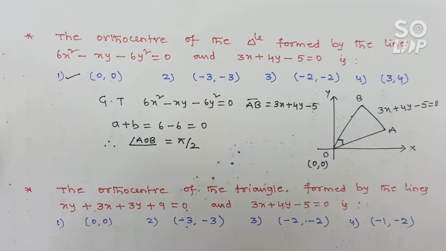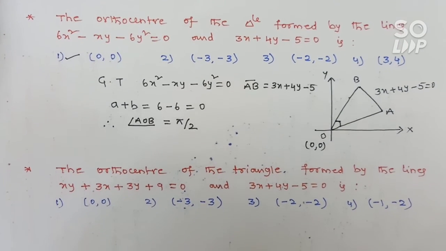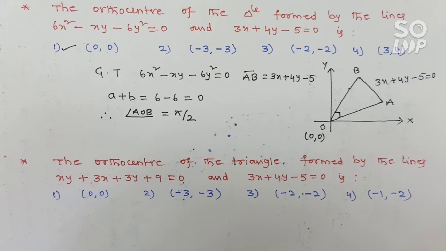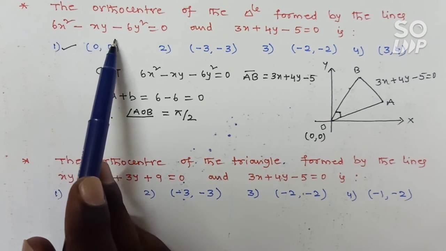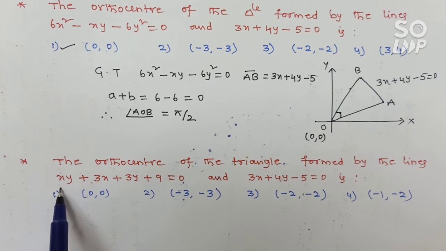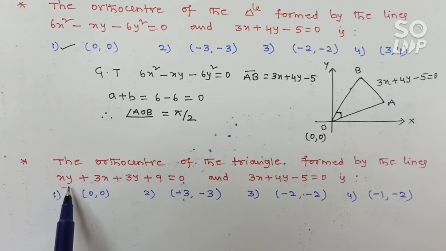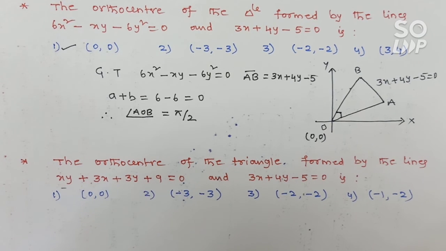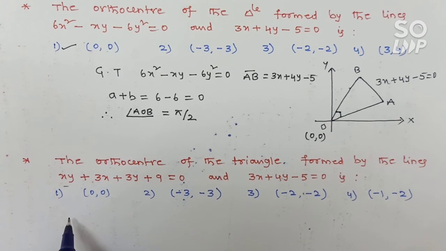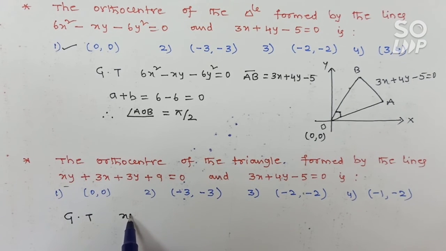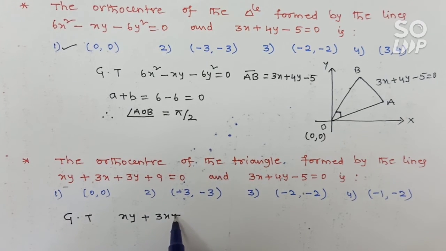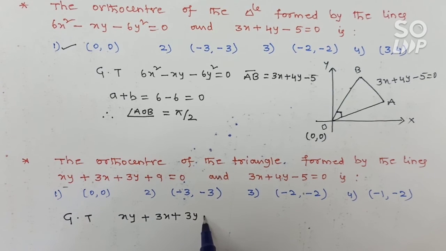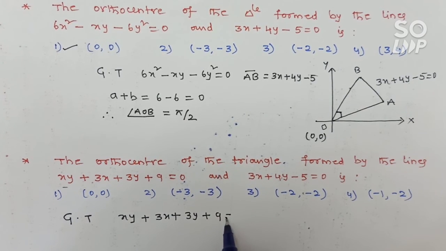Now you see the next question in the same model, but same model means a little bit of difference is there. In the above problem, the given second degree equation is homogeneous, but in the next question the given second degree equation is non-homogeneous. See what is this one? Here the given equation is x into y plus 3 into x plus 3 into y plus 9 is equal to 0.